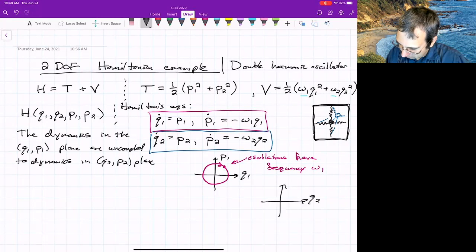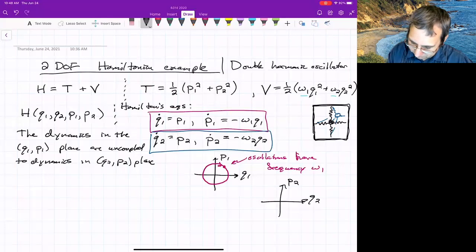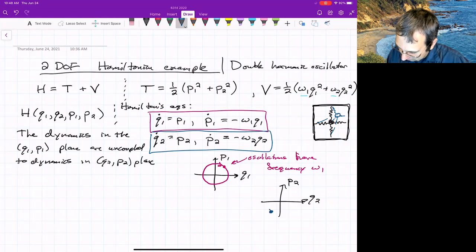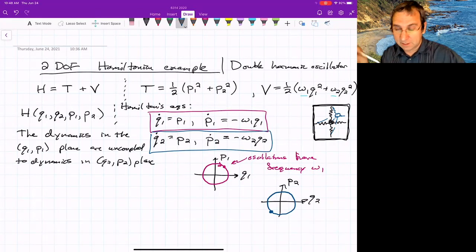Similarly, Q2, P2. Let's say we start with some other initial condition. It doesn't matter what the amplitude is, we'll have the same frequency. That's one of the key things about a harmonic oscillator. It makes it different from other things that have nonlinear terms, right? These ODEs are purely linear, so they're simple to solve. So here the frequency is omega 2.